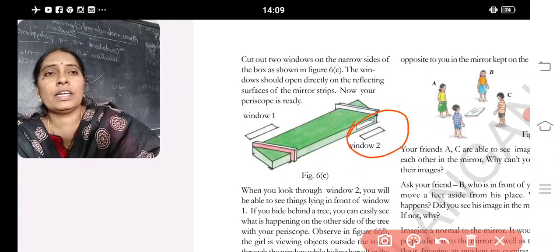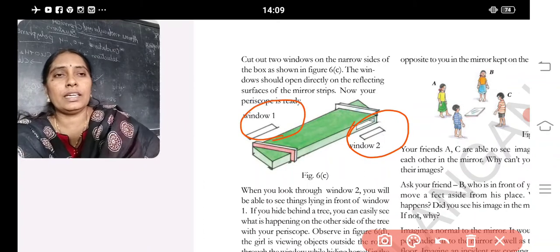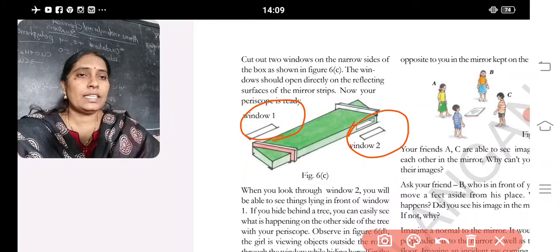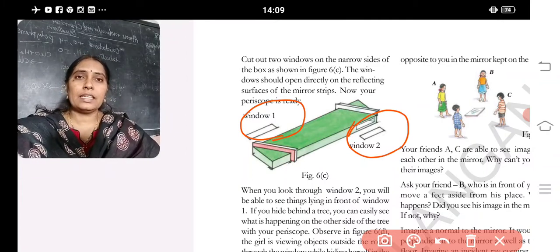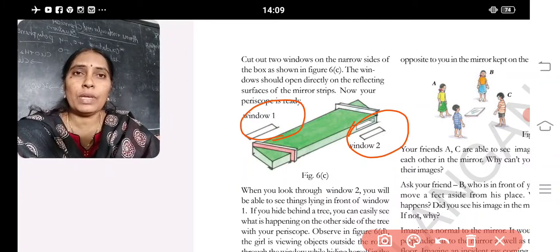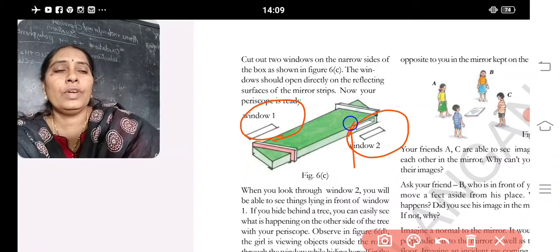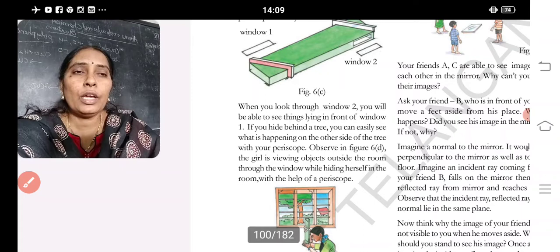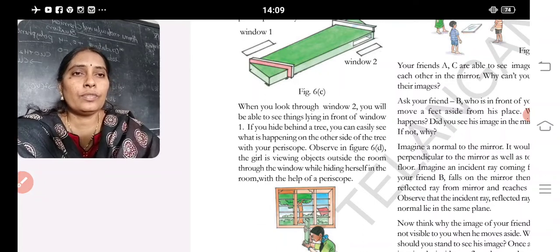One window where they are cutting. This is the other side window where they are cutting. And that should be faced towards a reflecting surface. That acts as a reflecting surface, it should face the mirror strips. When you look through these windows, you will be able to see the things lying in front of the window.